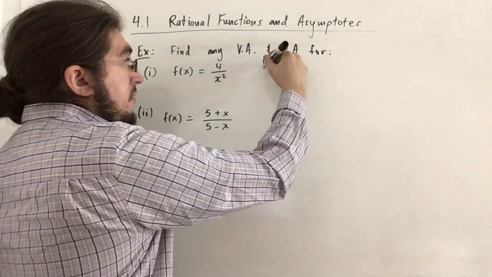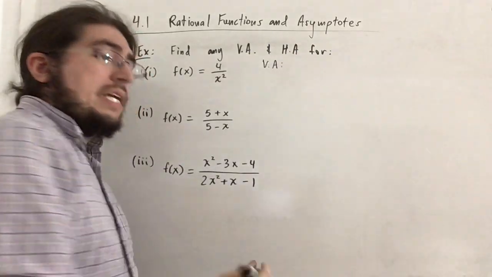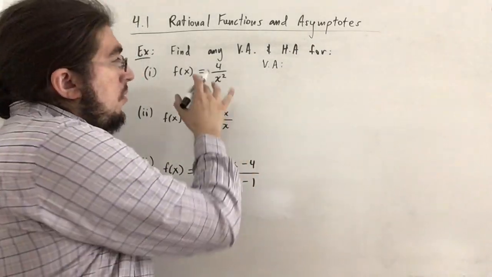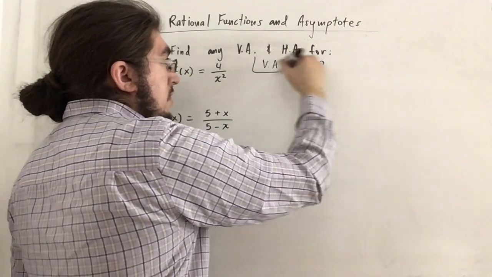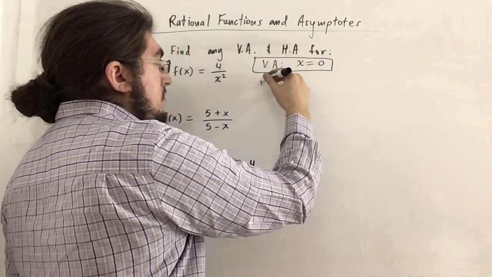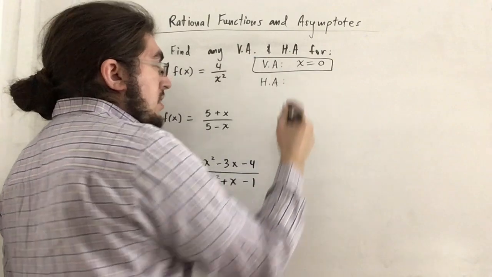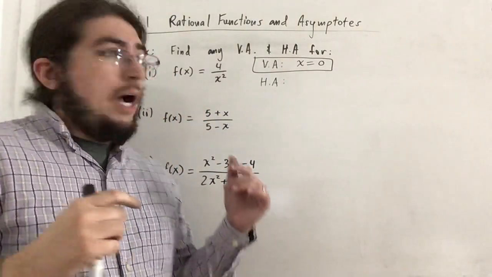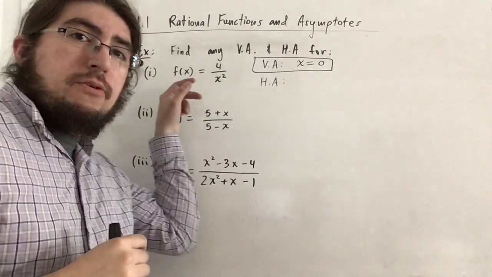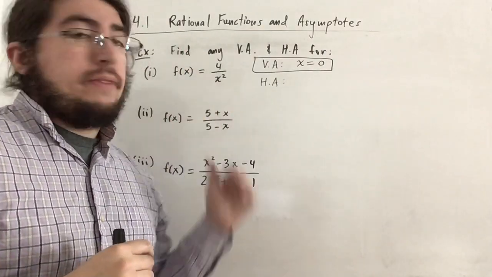So here, to find vertical asymptotes, what are we doing? We're setting the denominator equal to 0. When x squared is equal to 0, we just get x equals 0. So there's our vertical asymptote. What about the horizontal asymptote? There were 3 cases. What were the 3 cases? Either the degree of the top is smaller than the bottom, equal to, or bigger than.